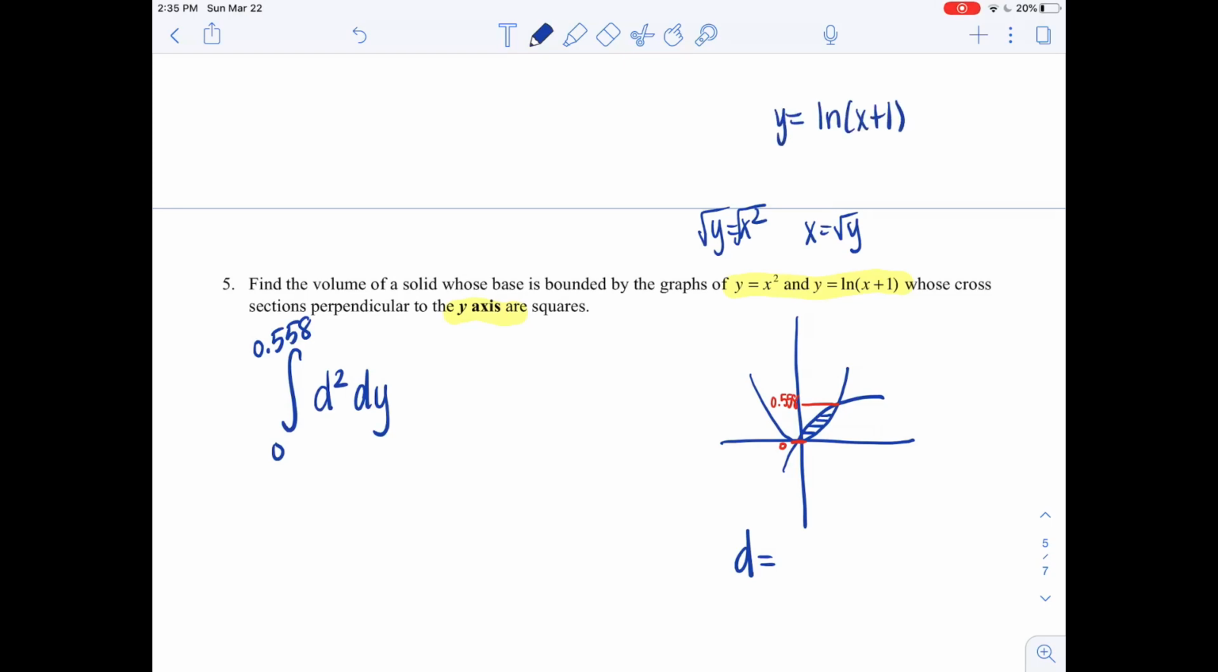If I take y equals the ln of x plus 1, and I raise both sides to be exponents of e, e and ln will cancel out, so I'll have e to the y equals x plus 1, or x is equal to e to the y minus 1.